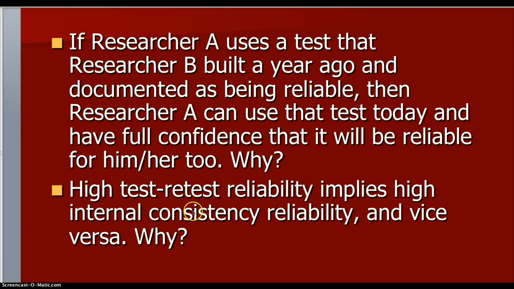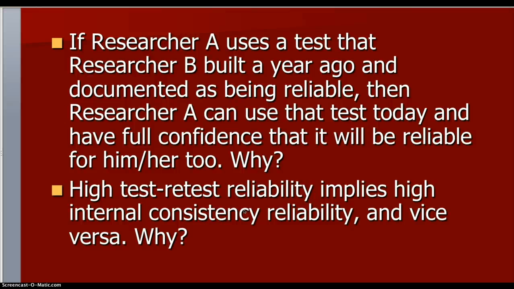The other misconception is that a high test-retest reliability implies high internal consistency reliability and vice versa, and that's not true. You can be very consistent each time that you administer a test, even though internally those questions don't have anything to do with one another. The opposite of that is true as well. Just because the questions within a survey have something to do with one another, that doesn't mean that you're going to get good reliability each time you administer it.